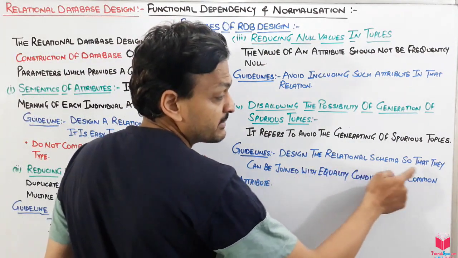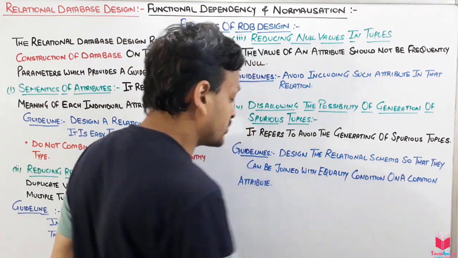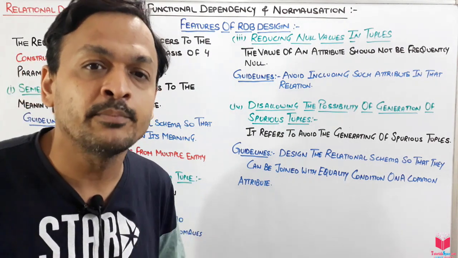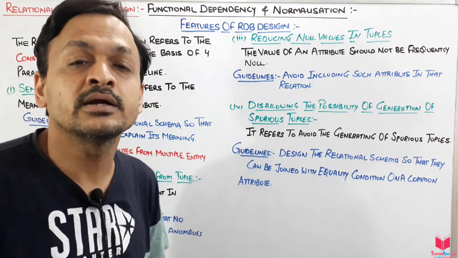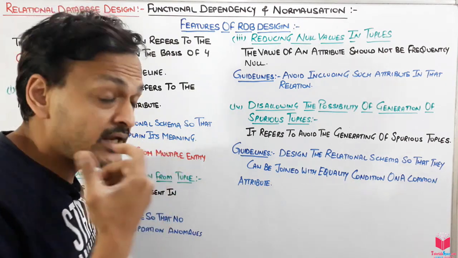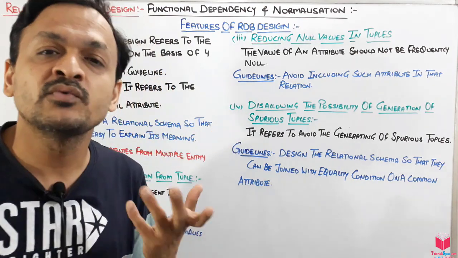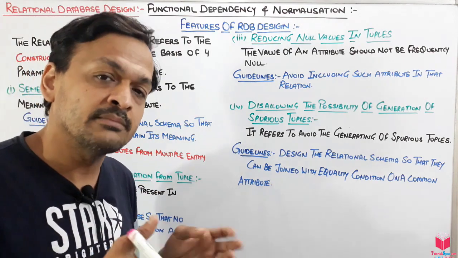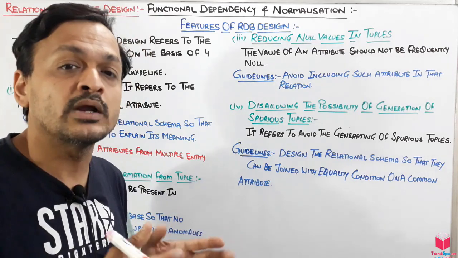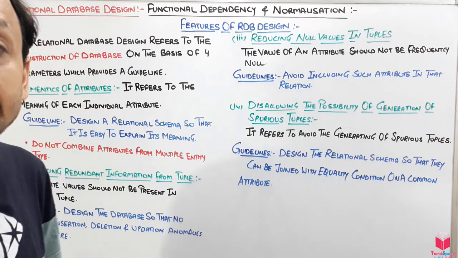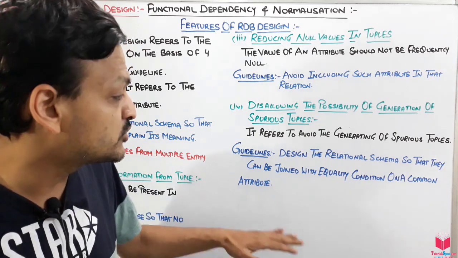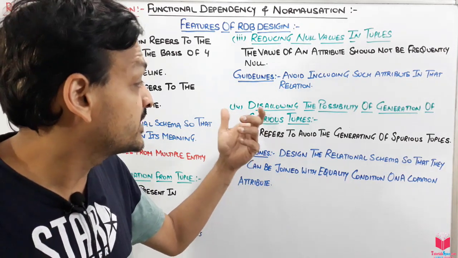The guideline is to design the relational schema so that tables can be joined with an equality condition on a common attribute. If there are two tables and we want to join them, there should be a common column, and we join on the equality condition. If the values in these columns are equal, we will not get spurious tuples. The names do not matter, but the data values should be the same, then we can join. But if they do not contain any common values, then extra spurious tuples will be there. So we should avoid that and disallow those possibilities.